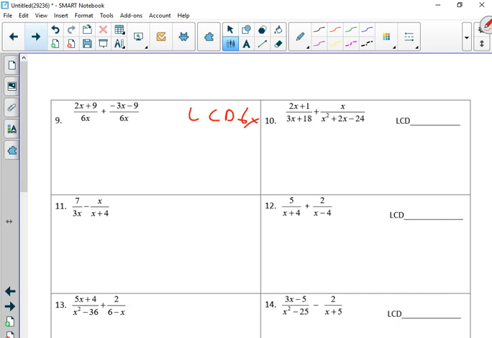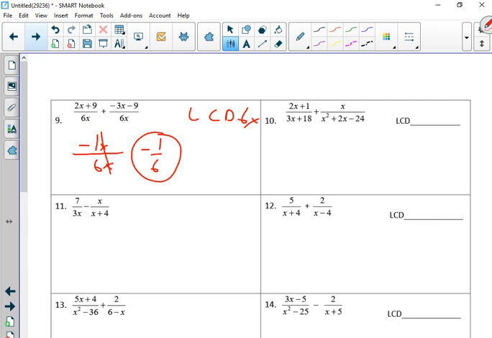2x plus negative 3x is negative 1x. And 9 minus 9 is 0 over 6x. Now, we can cancel the x's because there's no addition or subtraction going on. So this is just simply reduced down to negative 1/6.